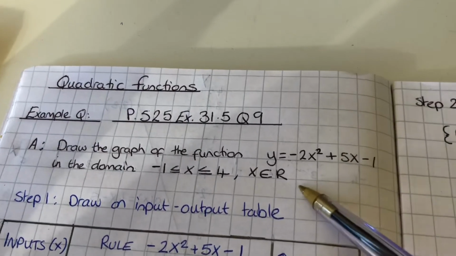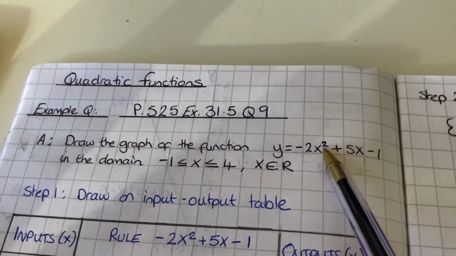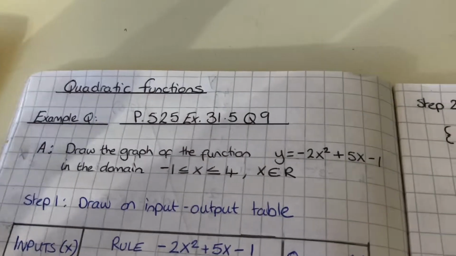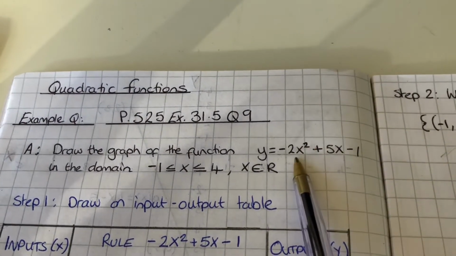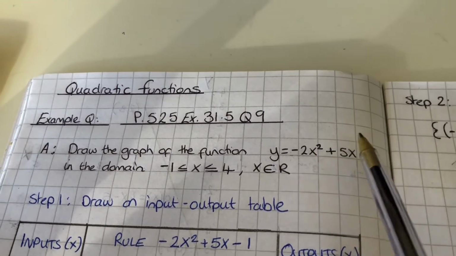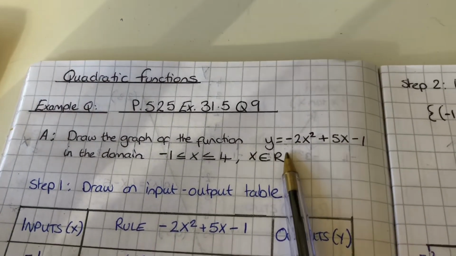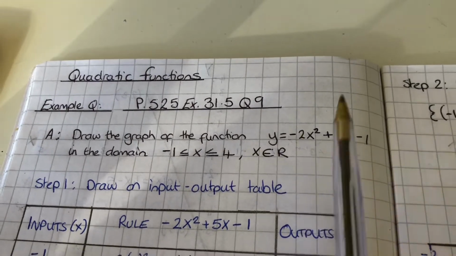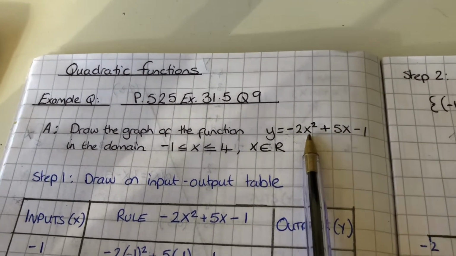So straight away, I know that this is actually a quadratic function because there's an x squared. If there was just an x with no square, then it would be linear. And also, we're not studying these at the moment, but if it was x cubed, then that would be a cubic function. So because there is an x squared, we know that it's going to be a parabola, it's going to be a curve.